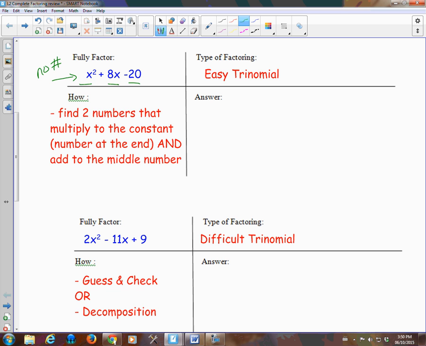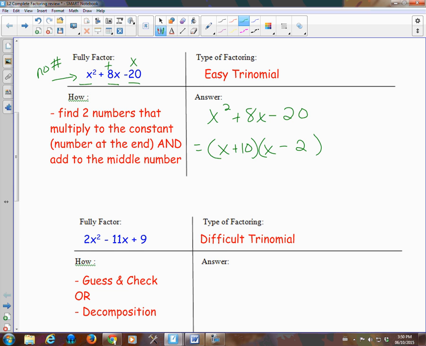So all you have to do to factor that, if you've got your question, your factors will be in 2 brackets. At the beginning of each bracket is an x, because x times x is x squared. And then we need to fill numbers into our brackets such that they multiply to get the end number and add up to get the middle number. So I'm looking for 2 numbers that multiply to get negative 20 and add up to 8. So something that multiplies to get negative 20 and add up to 8 would be 10 and negative 2.